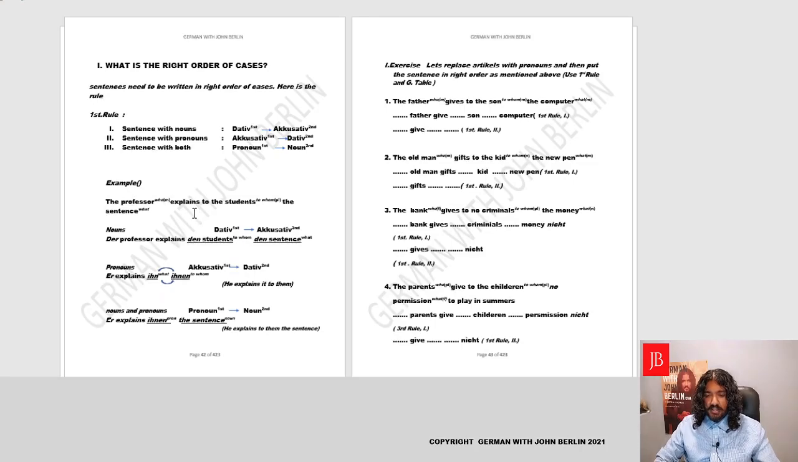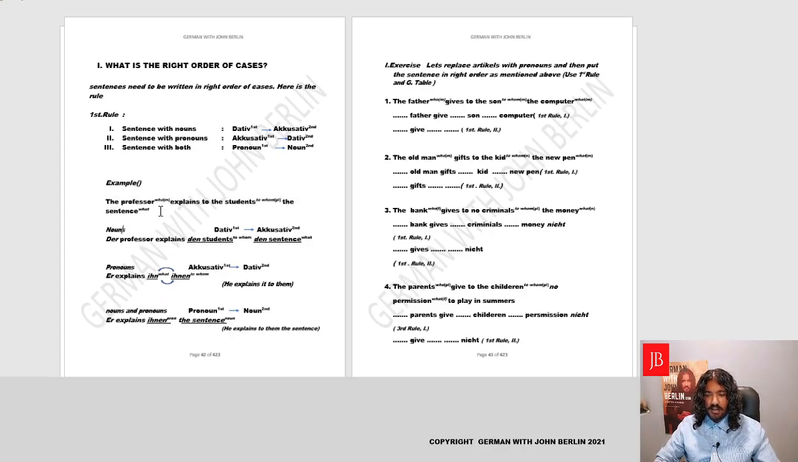The thing is, should I say the professor explains the sentence to the student, or shall I say the professor explains to the students the sentence? That is what we'll need to find out. Now, in German, the rule is that if a sentence is made up of nouns, like in this particular sentence, professor, students, and sentence, these are all nouns, then the first case to appear would be dative and then accusative. So in between that accusative and dative, first would be dative, that means to whom, and then it will be accusative, what. Perfect. So it's already in the right order as written in German.